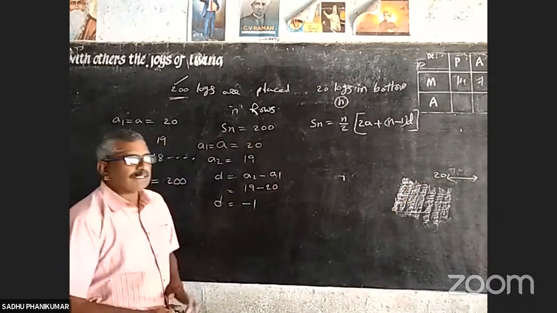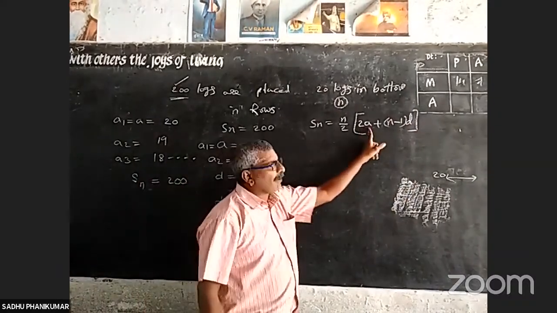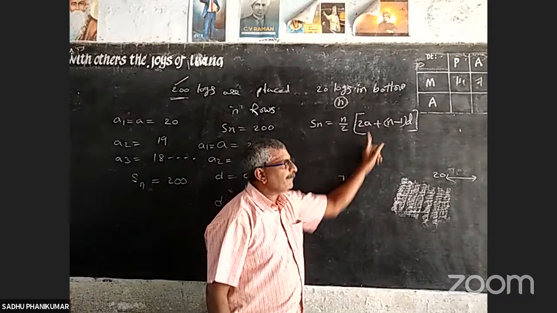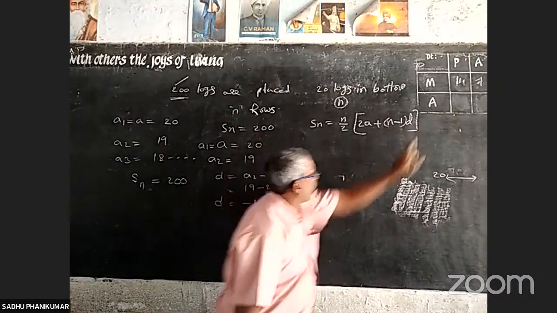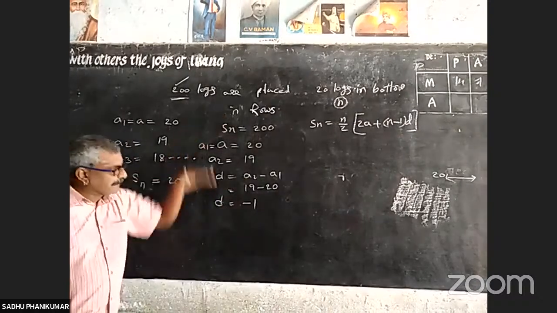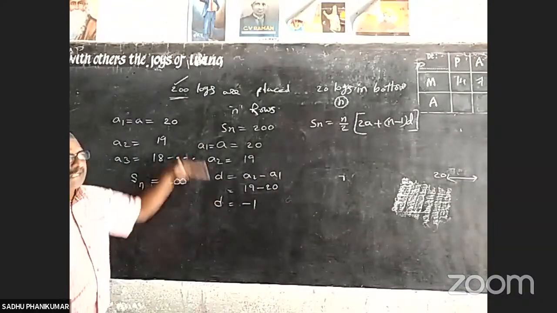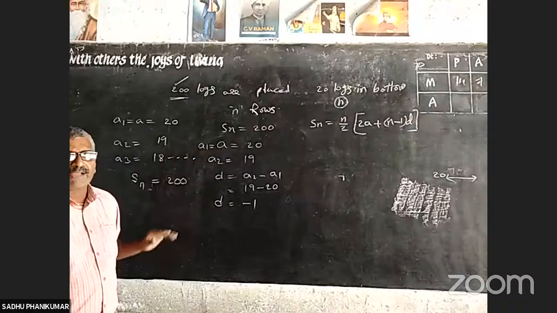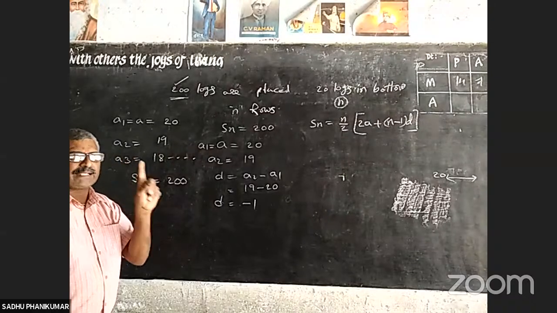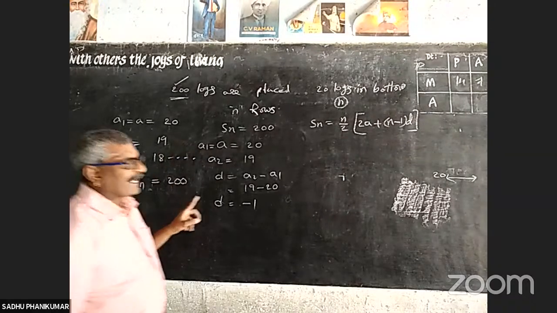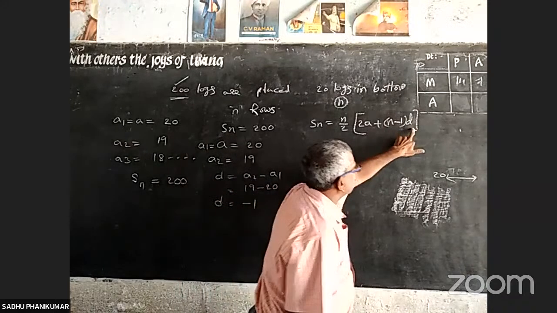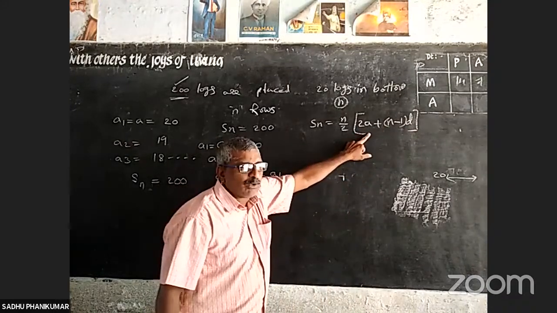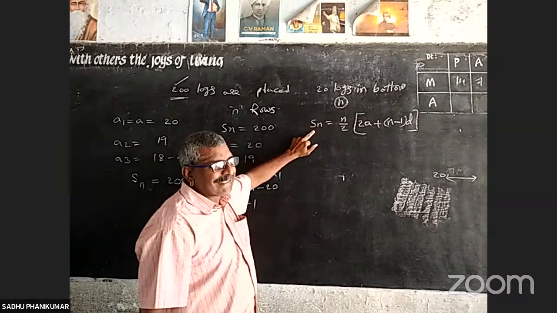Now, see this one. We know the value of a, no problem about that one. Also, we know the value of d because the d value is in the bottom 20, 19, 18, like that. So in every row, one log is decreasing itself. So that's why d is already with us. And you know the a value also with us. You have the Sn with us.